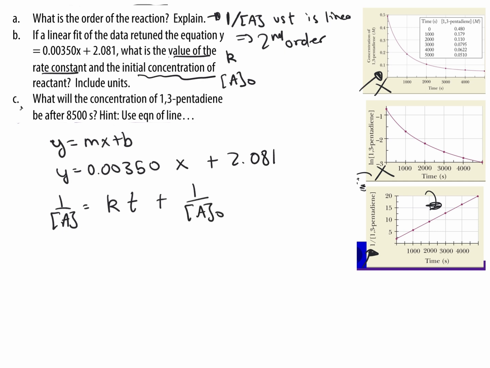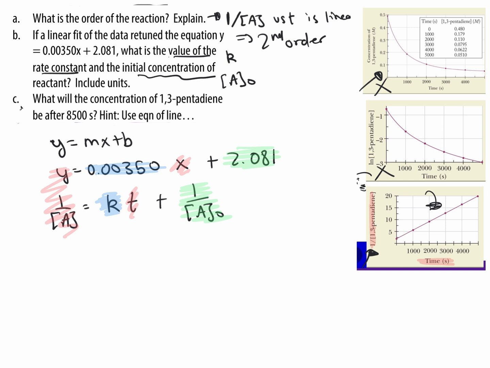And again, the power of this approach is that now we just line up things that are the same in the same position. So 1 over A is our y variable, right? We can see that there. The x variable is the time t. And now everything else needs to match up as well. So k, in this case it's just k, there's no negative. k is equal to 0.00350. And in the same way, 1 over A naught is equal to 2.081.